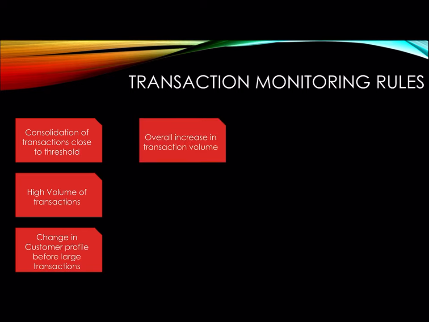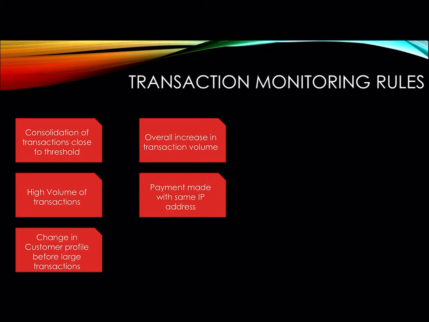Overall increase in transaction volume. This rule identifies a significant increase in the value of a party's outgoing transactions when compared to their recent average. It looks for parties with recent activity where the party's transaction value is substantially higher than in, let's say, the 7-day moving average.